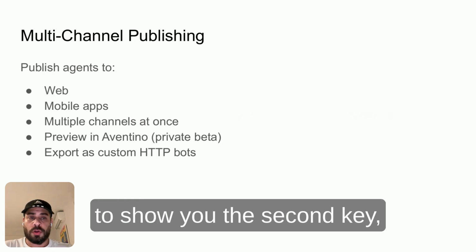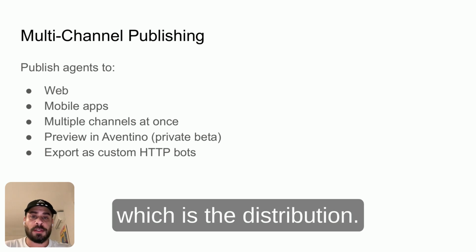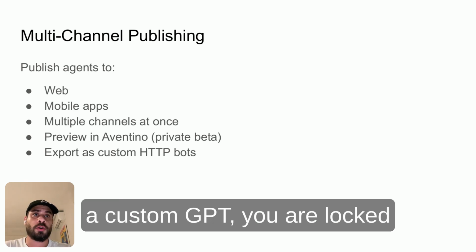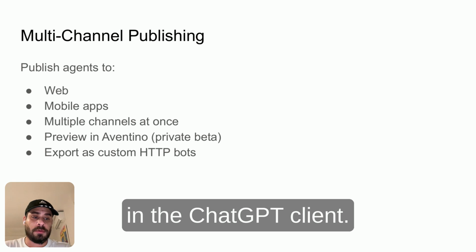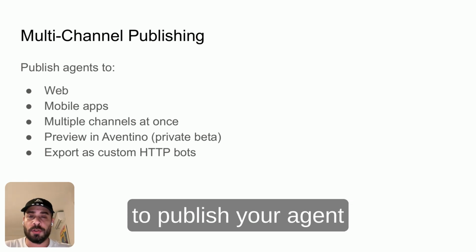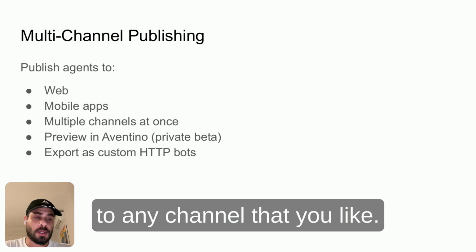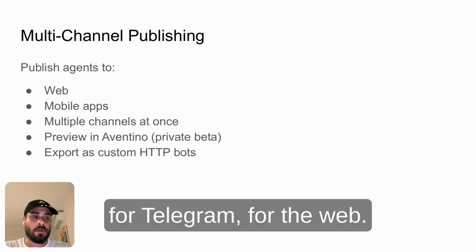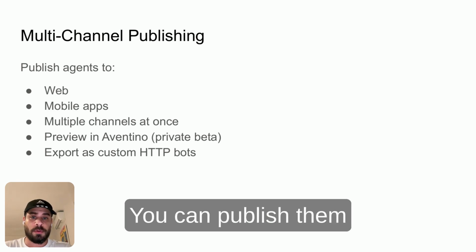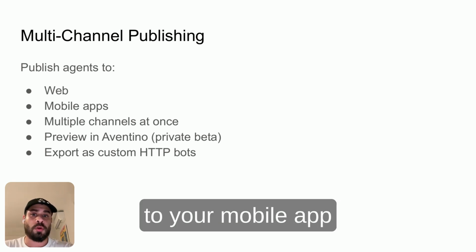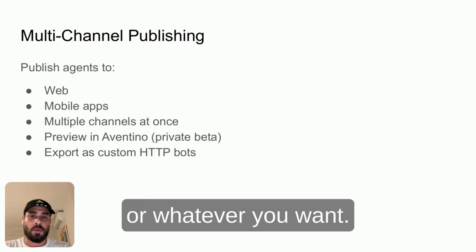Next I'm going to show you the second key, which is the distribution. In this case, when you build a custom GPT, you are locked in the ChatGPT client, okay? But when you build with FlowXO, for example, you will be able to publish your agent to any channel that you would like. You can build agents for WhatsApp, for Facebook, for Telegram, for the web. You can publish them as HTTP bots and connect them to your mobile app or whatever you want.